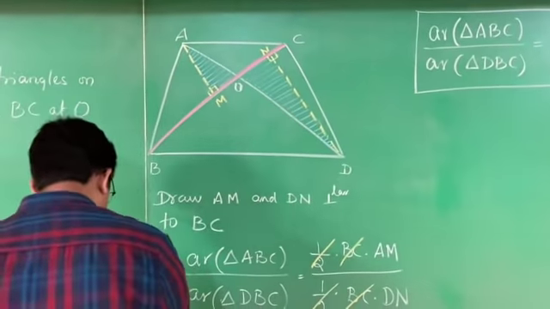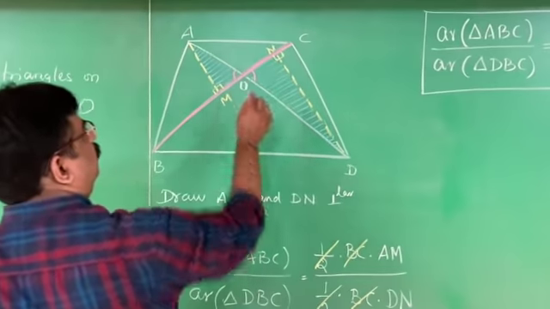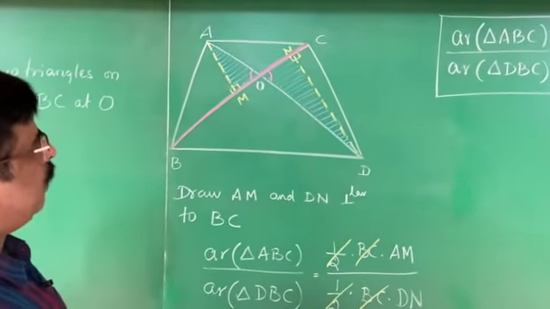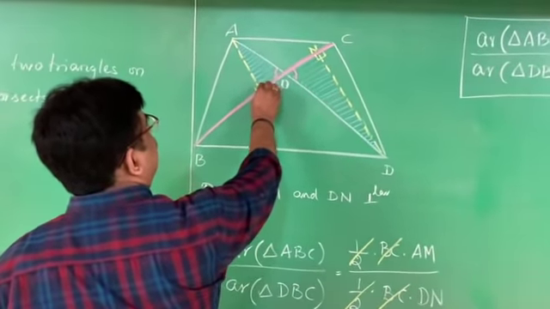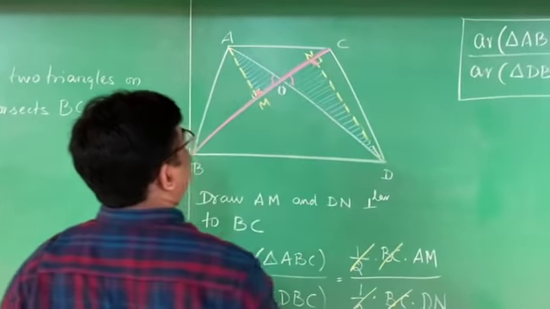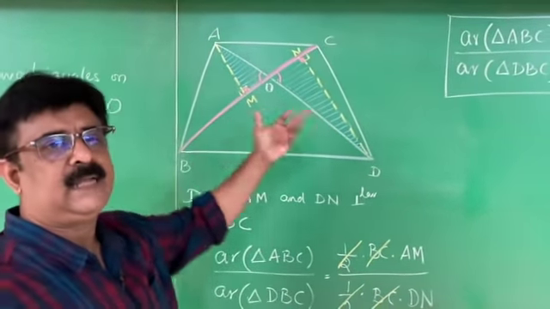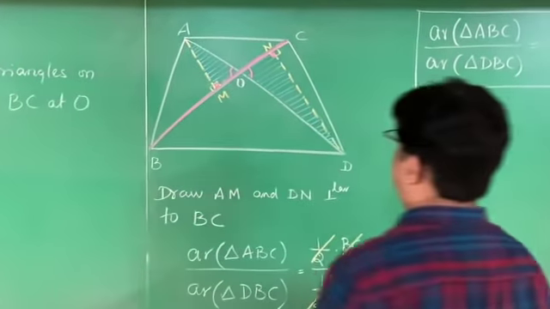Why? Because, see here, angle O is equal to angle O, vertically opposite angles. And angle M is equal to angle N because they are 90 degrees, perpendiculars. Two angles are equal, therefore the triangles are similar. Now I have proved that these two triangles are similar.